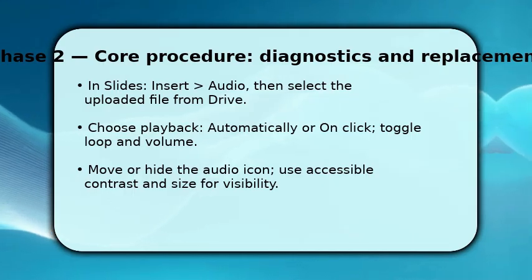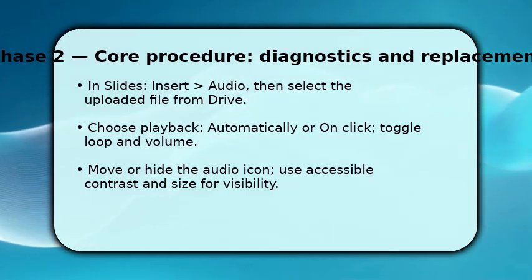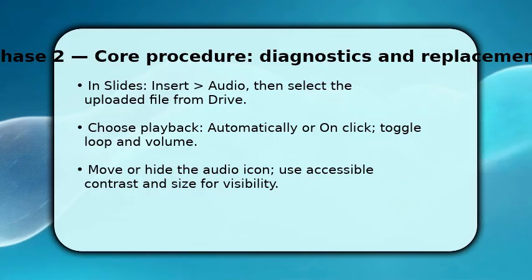Once inserted, open Format Options to pick Playback Behavior, set it to automatically or on-click depending on flow, adjust volume, and enable loop if needed. If you want a cleaner look, drag the icon off the visible area or check Hide icon during presentation.